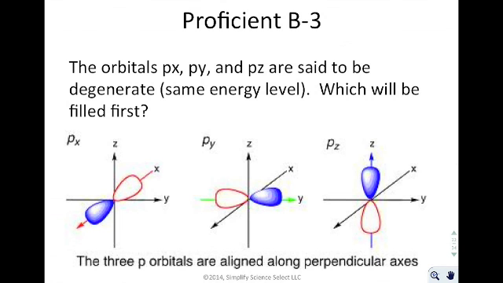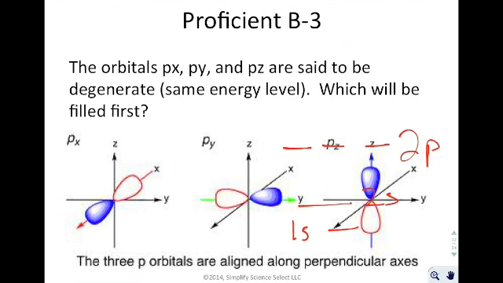We have proficient B3. It says the orbitals px, py, and pz are said to be degenerate, which means that they have the same energy level. Which will be filled first? If you were to draw it out like we just did, we had 1s right here, we had 2s, and then we had 2p, and they were all the same level. Now remember, there are only differences in the energies between the suborbitals if you put a magnetic field there. Other than that, they're degenerate, they're going to be at the same energy level.